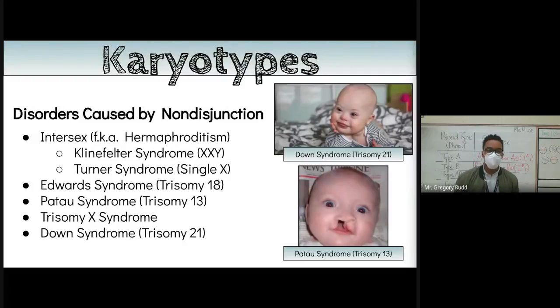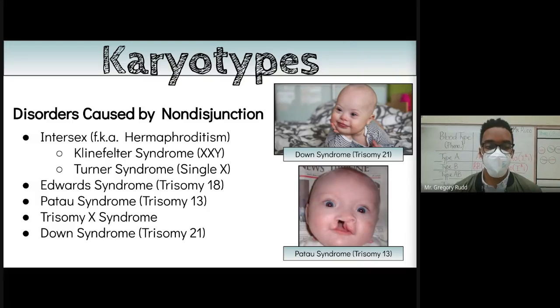So here are some disorders that are caused by non-disjunction. There's a picture of Down syndrome, trisomy 21. There's Patau syndrome, trisomy 13. That person has a cleft palate. Oftentimes, trisomy 13 can also lead to progressive blindness. Some muscular disorders as well that cause the hands to clench.